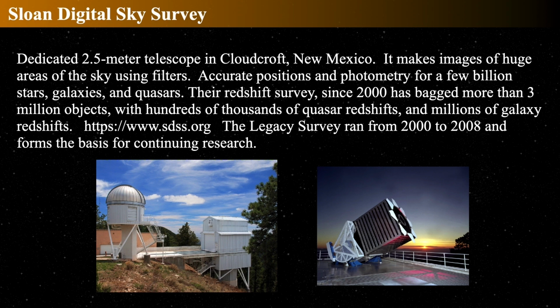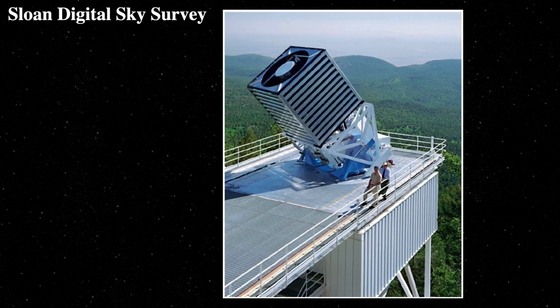So this particular telescope, the Sloan Digital Sky Survey, which is shown here, had its major survey run from 2000 to 2008, and it cataloged millions upon millions of objects with hundreds of thousands of quasar redshifts and lots of galaxy redshifts. And it got photometry for billions of stars, galaxies, and quasars. The goal with this was to make an accurate map of the sky and specifically hunt for galaxies by their redshifts. And there it is over the Sacramento Mountains, and in the distance you can see the White Sands National Monument.